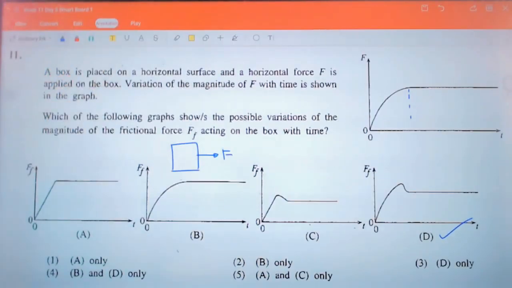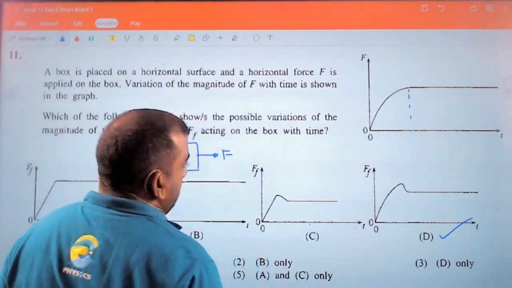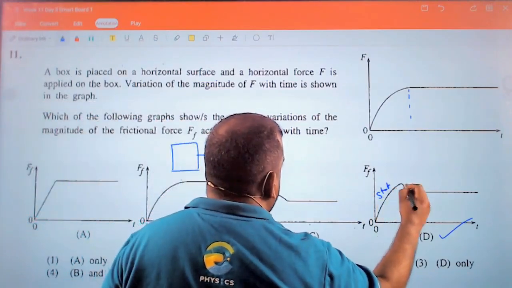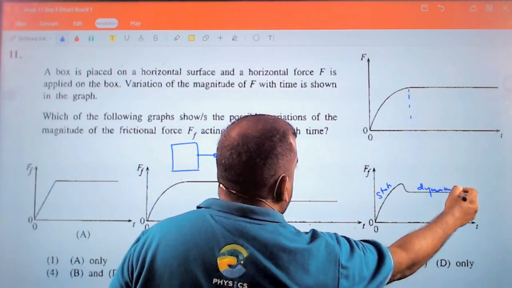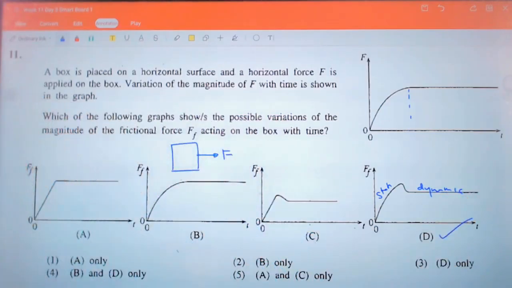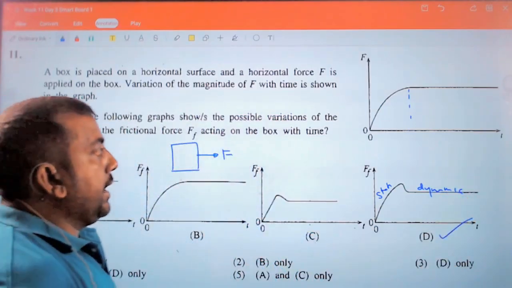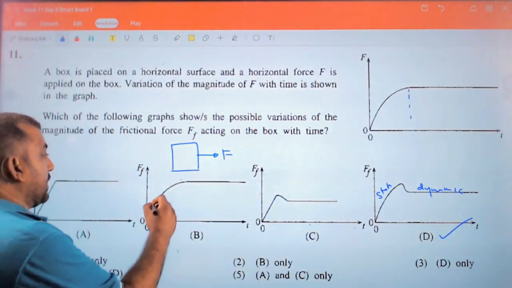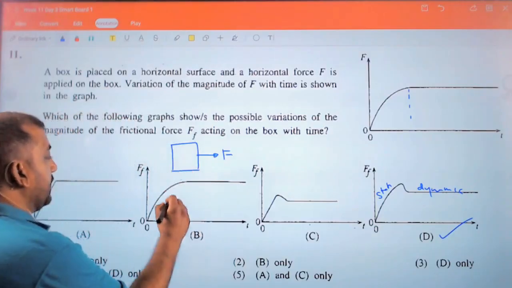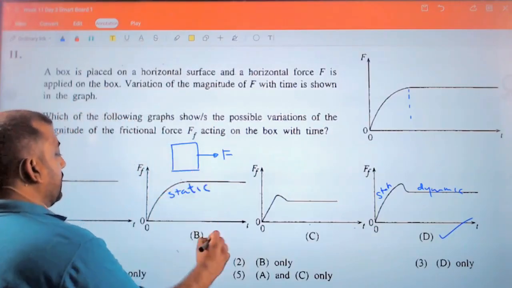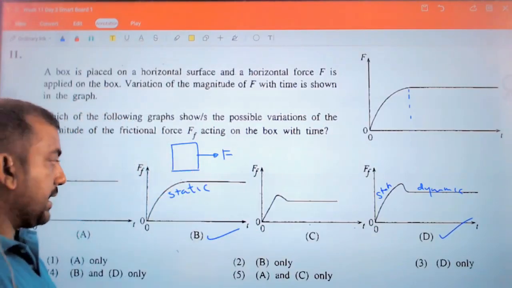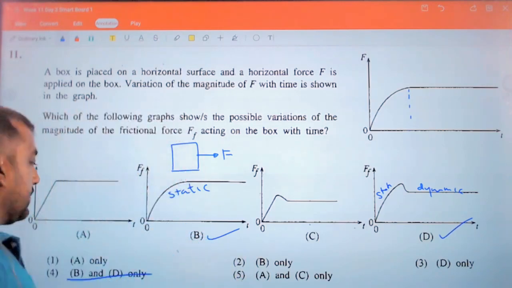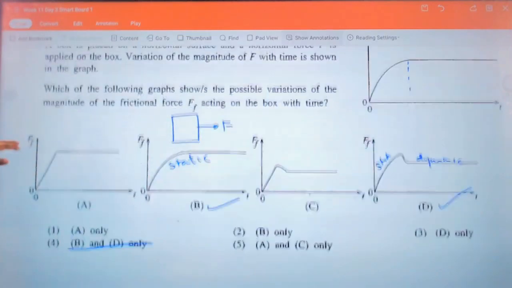Still in question number 11. So what will happen? This is correct. First part is static, then dynamic. Next is what? It continues to become static, no movement. Applied force increases, variation same. So this part is completely static. B is also a condition. It can't be a straight line. So here B and D are correct.